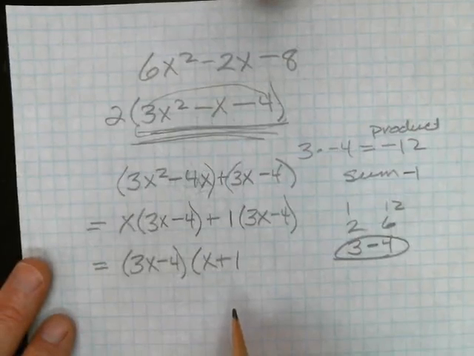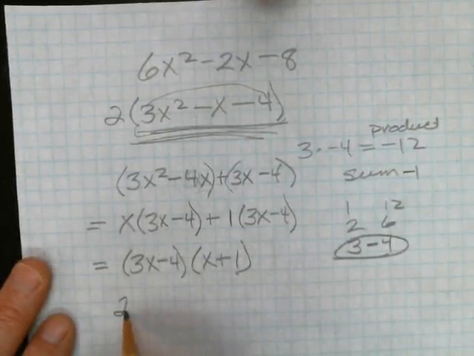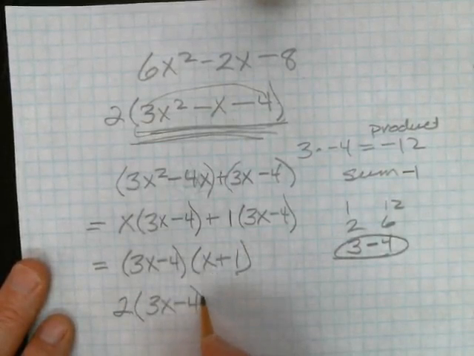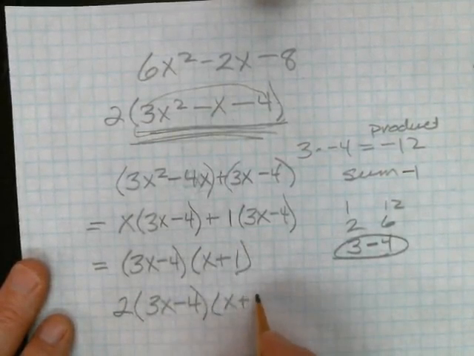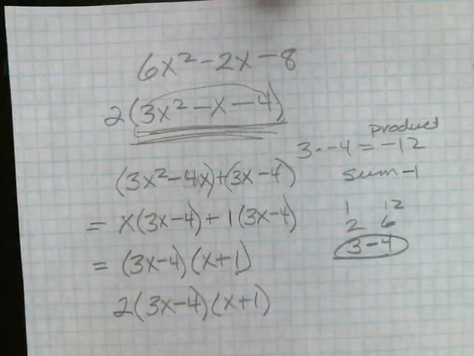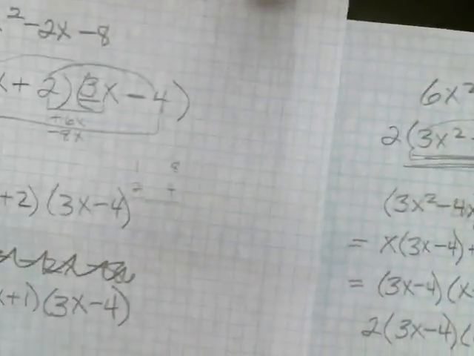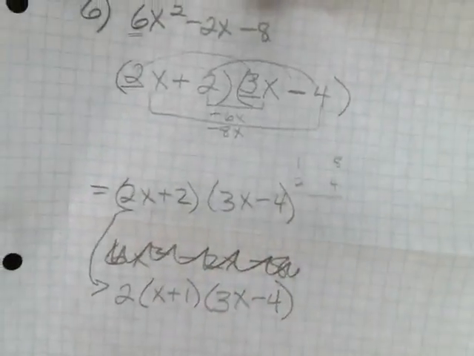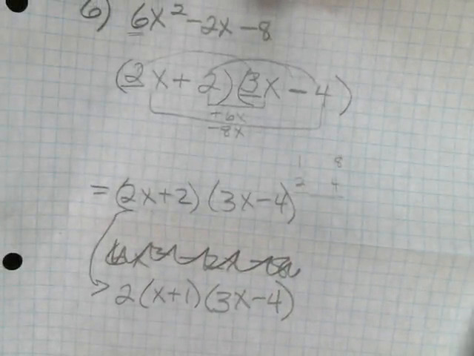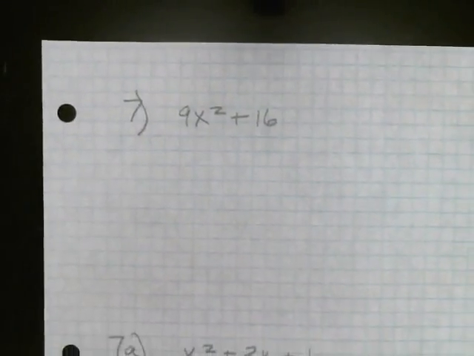But then I'm going to remember I had this 2 outside, and I get 2 times 3x minus 4 times x plus 1. Okay? And if you remember back to what I had before, we get the same thing. So here's what I had before, and we've ended up with the same thing, but a different method, the grouping method now. Okay?